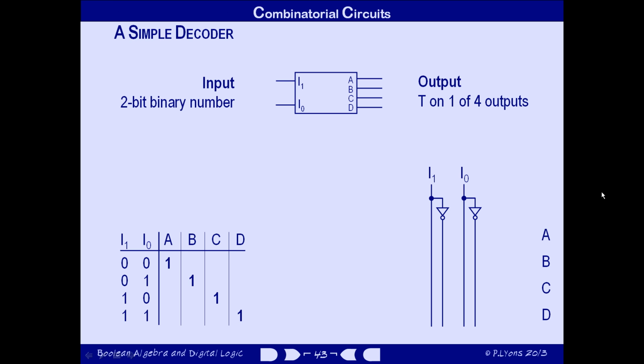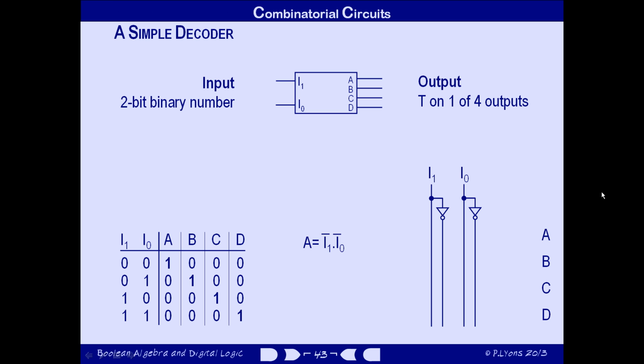This particular table has a very regular structure. Output A is true when the input binary number is 0. Output B is true when the input binary number is 1. Output C when we're inputting a 2, and output D when we're inputting a 3. So we end up with all those diagonal 1s in the table. Under all other circumstances, each of the outputs is false.